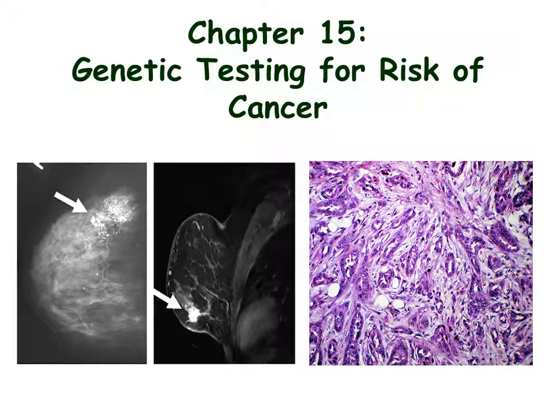Welcome to Chapter 15. And now we go into genetic testing for the risk of cancer. And this may not only just have analytical validity, but a little bit more clinical validity and utility. We're still calculating a risk, but there are some things that we can do about it if we know that certain mutations are present. And so you're seeing pictures here of breast cancer, and then the actual histological picture of the breast cancer here on the right.